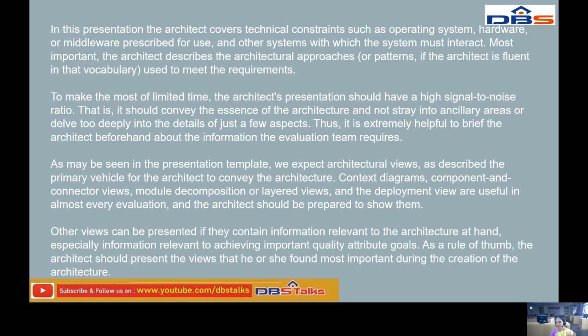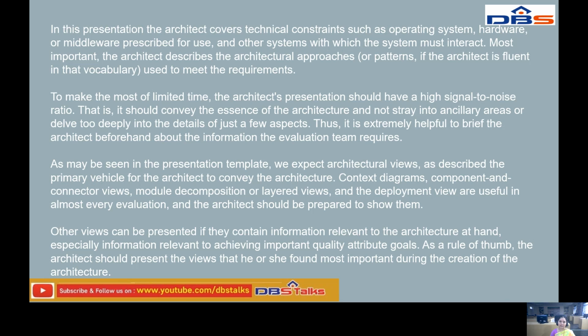Already we have used the 7 types of pipes and filters. Whatever architectural approaches we have used, the architect describes them here. The architect should describe which patterns to use, if the architect is fluent in that particular vocabulary and uses it to meet the requirements. All these approaches are mainly to meet the requirements of the stakeholders, and also to make the most of the limited time they have to implement it.